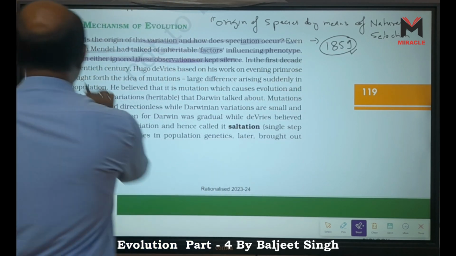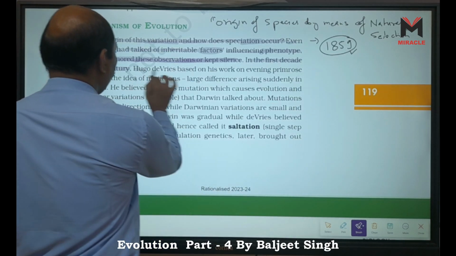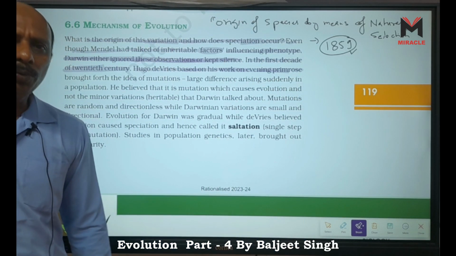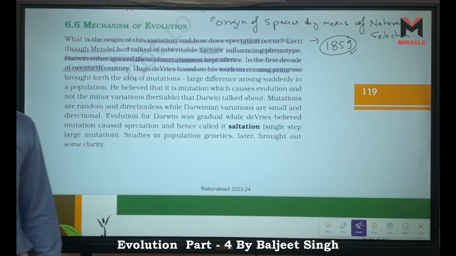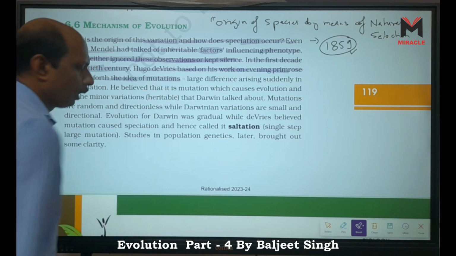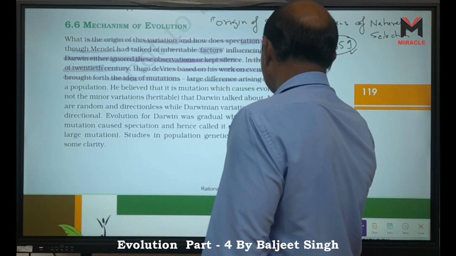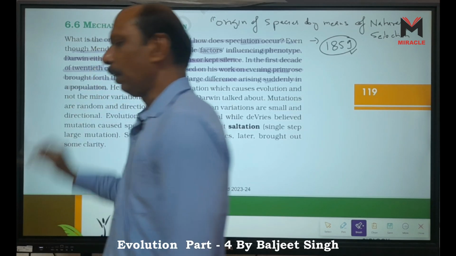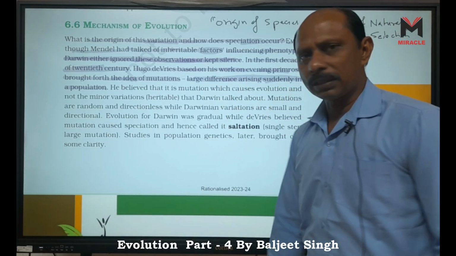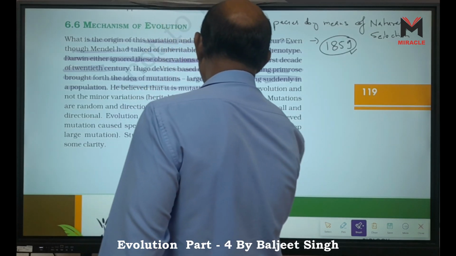In the first decade of the 20th century, 20th means 1901 to 1910, Hugo de Vries, based on his work on evening primrose, Hugo de Vries is also called the father of the mutation theory, right? He gave the concept of mutation. Mutation means sudden changes in genetic material, large differences arising suddenly in a population. He said, large differences, suddenly arising. Sudden means this difference is not present in the parents, but suddenly it comes into the offspring. He believed that it is mutation which causes evolution.